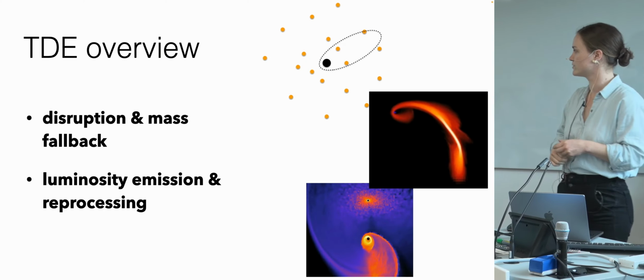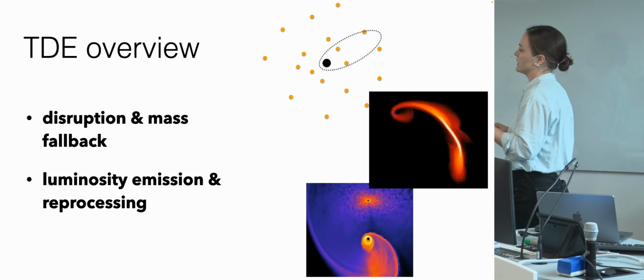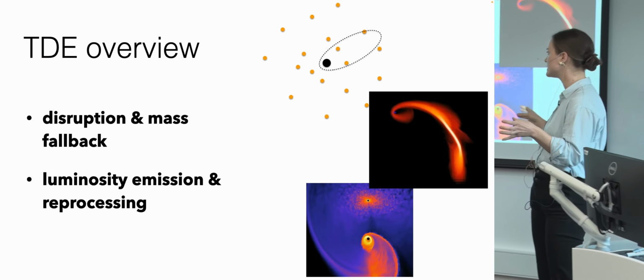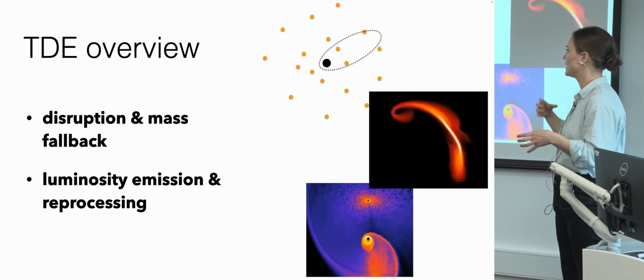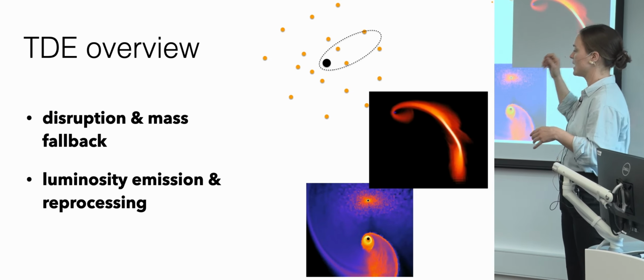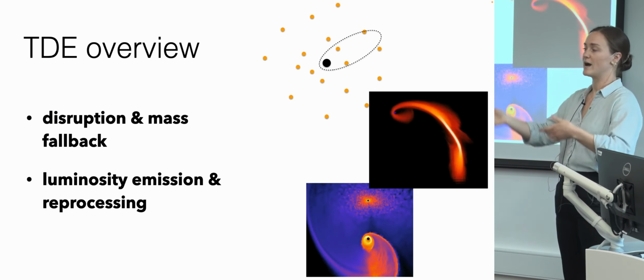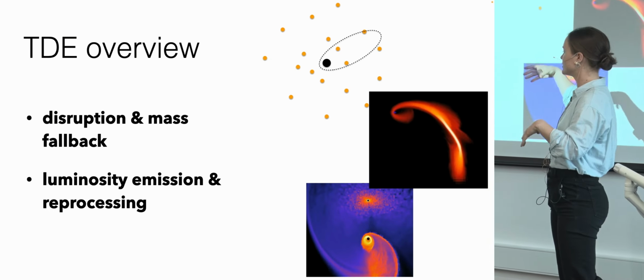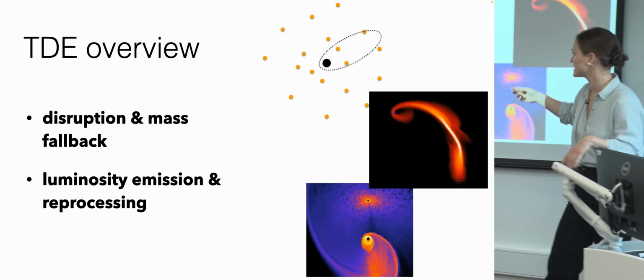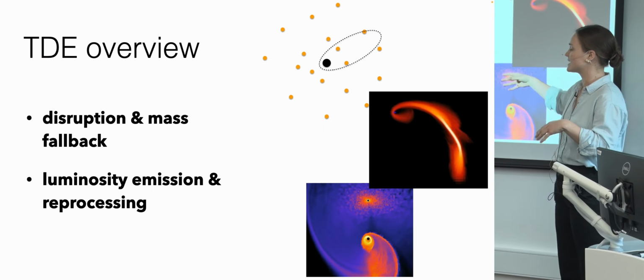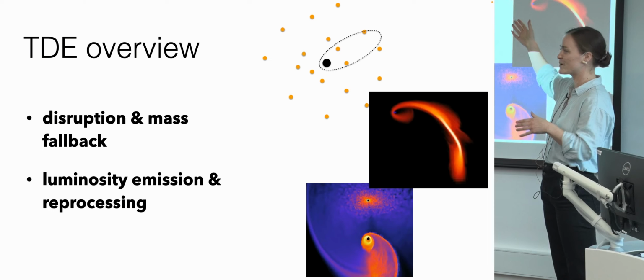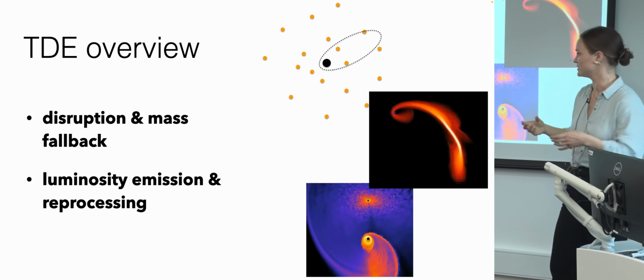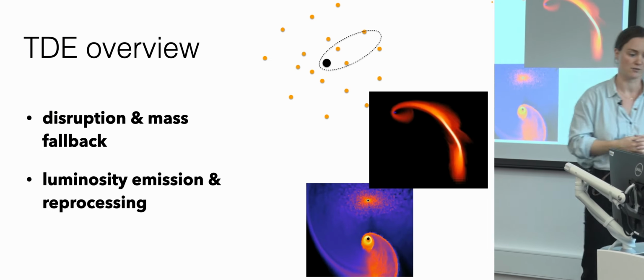And so first, if we're thinking about TDEs, I often split this into two parts. One is the dynamics that lead to disruption and the mass fallback rate of debris after disruption. And the second is the actual production of luminosity and reprocessing. And this second part is a lot more uncertain. So the first part, we'll go through the physics. It's relatively well understood. The second part, there's a lot of work to be done still.